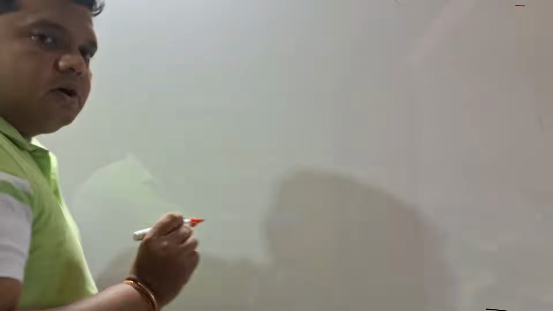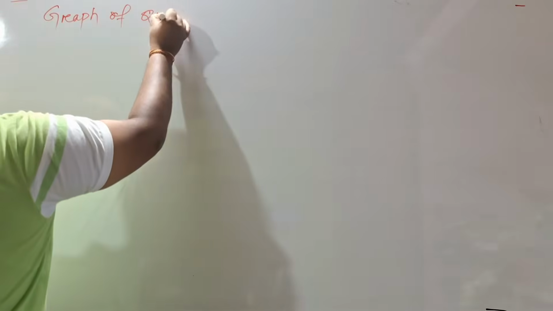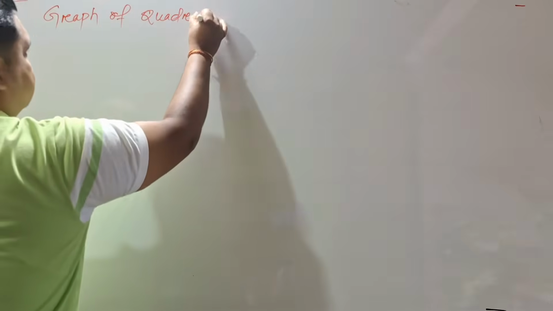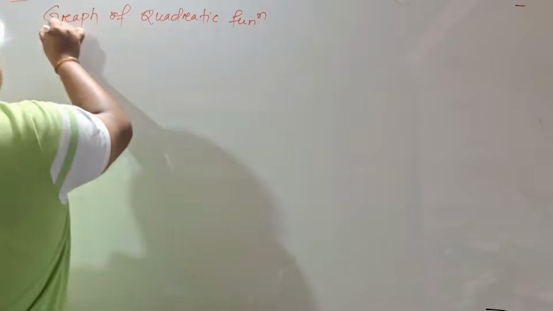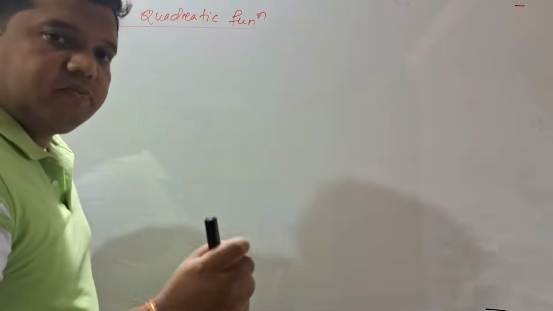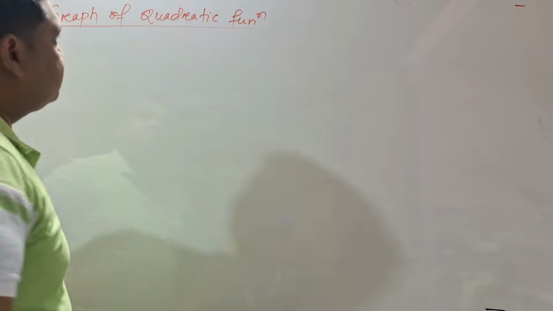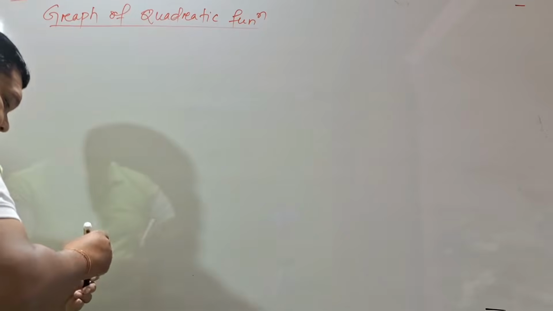A quadratic function. Normally a graph is drawn for a function. So give the heading: graph of quadratic function. Any idea about this? For a linear equation, we will get a straight line, and for a quadratic function, the graph is a parabola.